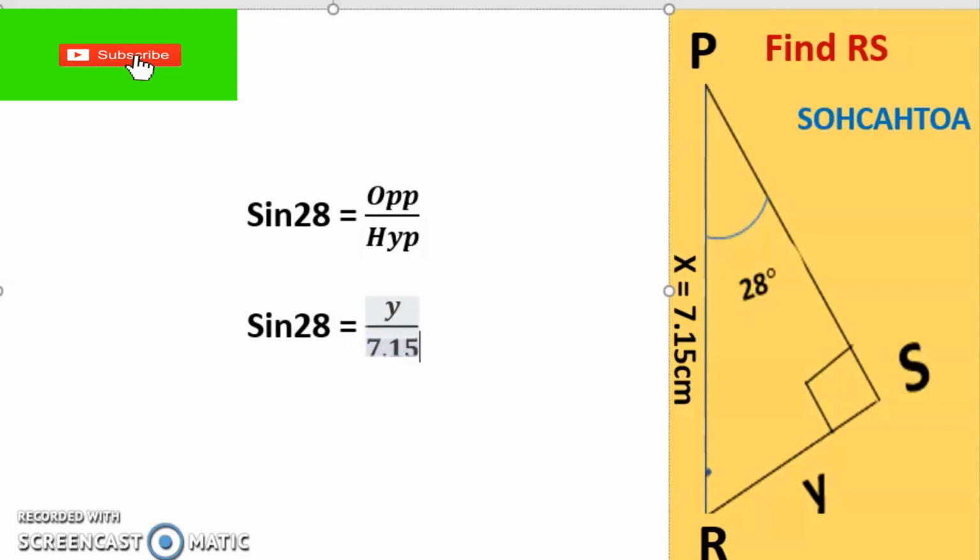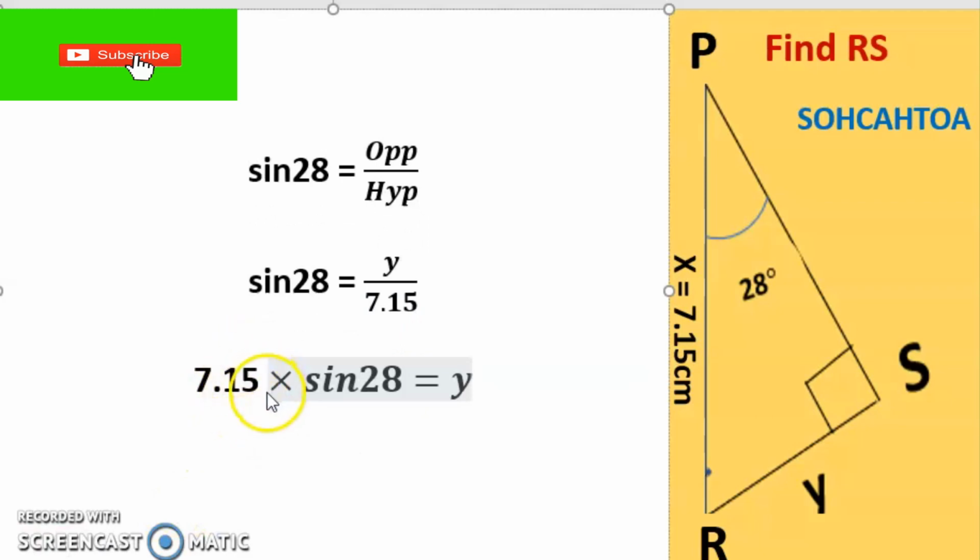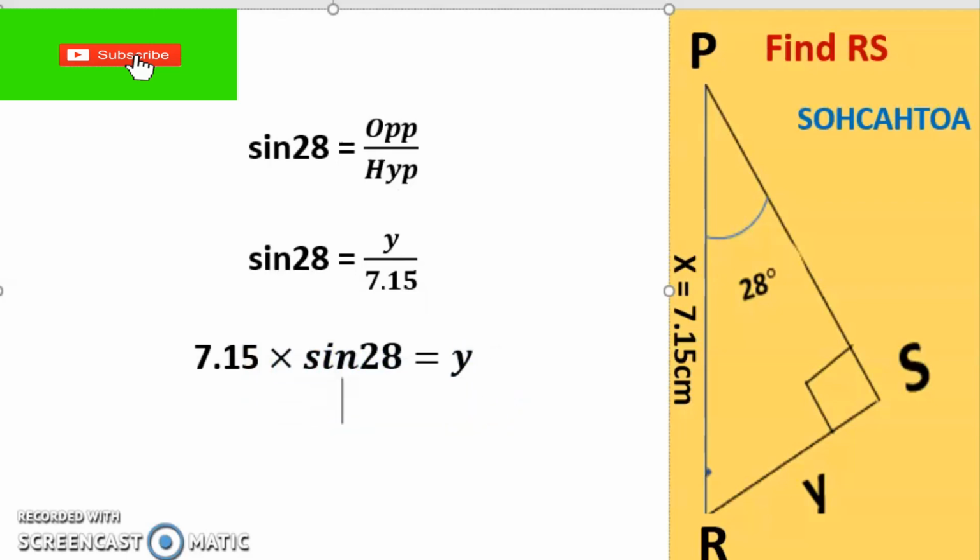Now, to find the value of Y, we'll cross multiply. So sine 28 will multiply 7.15. So it becomes 7.15 times sine 28. Now to find Y, we are going to simplify this. What is sine 28? Sine 28 is 0.469.